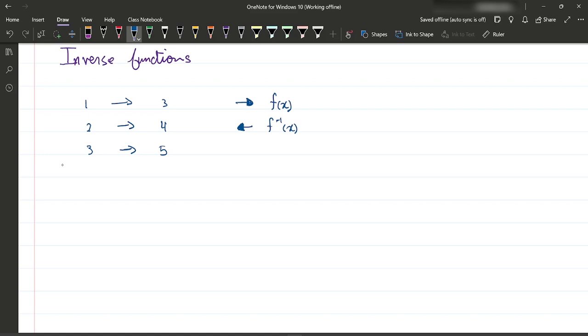This is the notation, by the way. So this is the notation of inverse functions. Okay, so there's only one way to show you, which is giving examples.